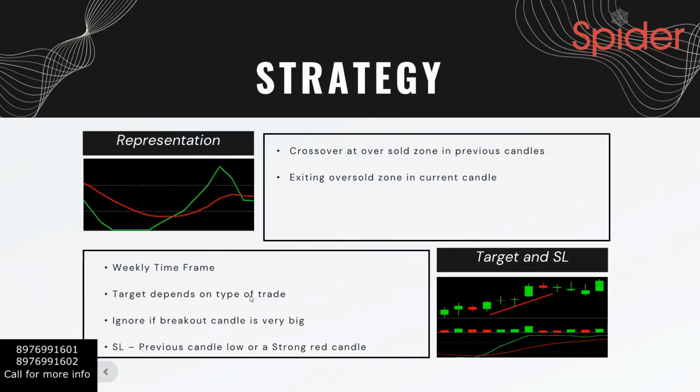Target depends upon your type of trade. Basically, the target will depend on whether you're taking a swing or positional trade. In a single trade, we can identify both swing and positional. We'll discuss this throughout when we discuss the stocks using this strategy. And the third one is to ignore if the breakout candle is very big. I have filtered out an example for that.